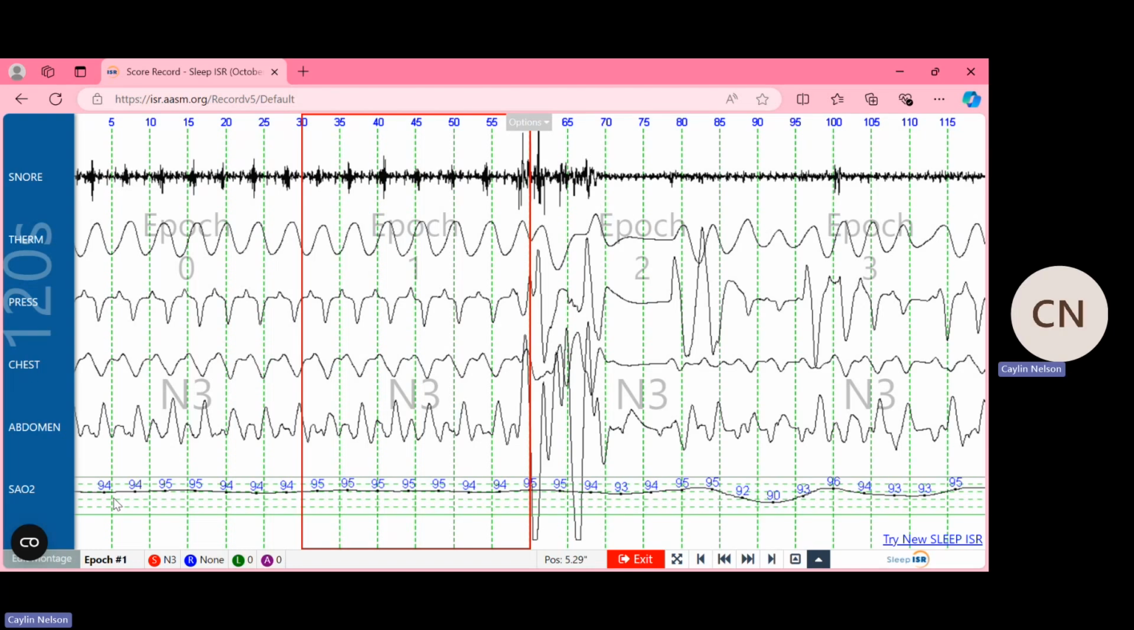Now, a quick way to get to the 2-minute screen versus when you're looking at a regular epoch of 30 seconds, you can just click your spacebar and it'll transform it for you, between your staging and your scoring screen.